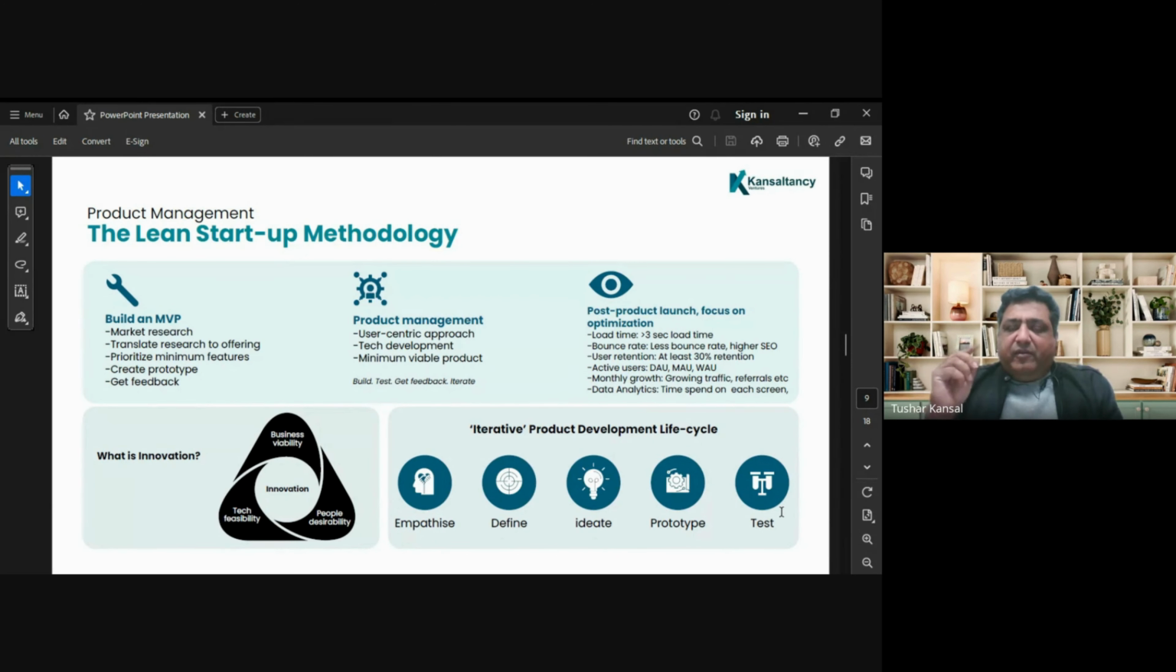The second step is product management. You have to again remember to keep a user-centric approach, and the principles which are very famous nowadays in user-centric approach are the agile principles. Technology development and the minimum viable product is a part of product management. And so, once you have already created a minimum viable product, you have to build, test, get feedback, and iterate. For example, if you have created an app, you have to watch where people are clicking, how they are scrolling, where they are spending most of the time. Are they spending most of the time on that particular thing because it's a problem, it is getting stuck? You have to analyze all that data, and that is called a user-centric approach.